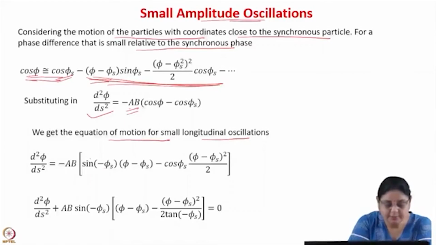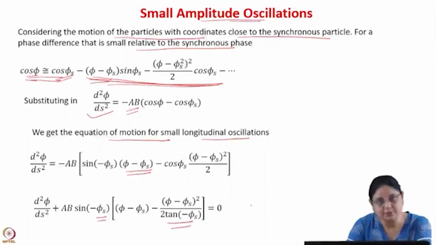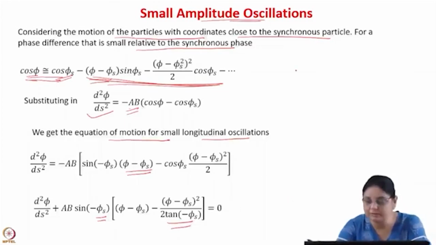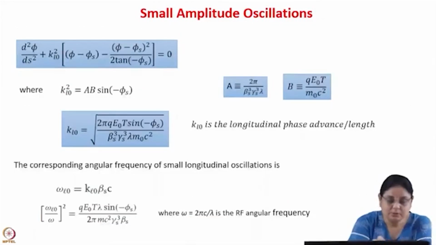Now we can take sine of minus phi s outside this bracket. So d2 phi by ds square plus, taking it on the right hand side, plus ab sine of minus phi s times (phi minus phi s), plus (phi minus phi s) square by 2 times tan of minus phi s is equal to 0. So we have ignored the higher order terms here. This term, ab sine of minus phi s, we write as KL0 square. So KL0 square is equal to ab sine of minus phi s.